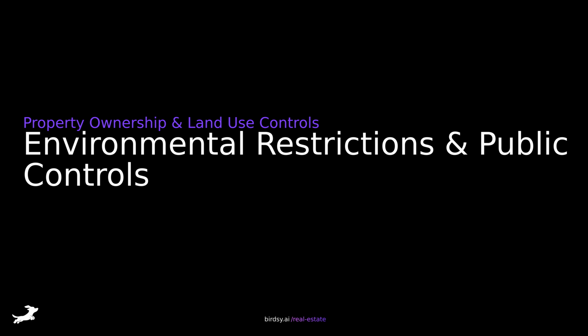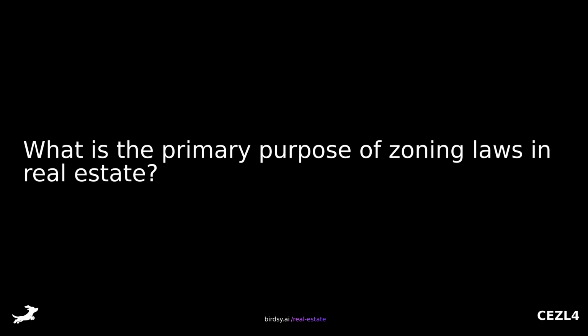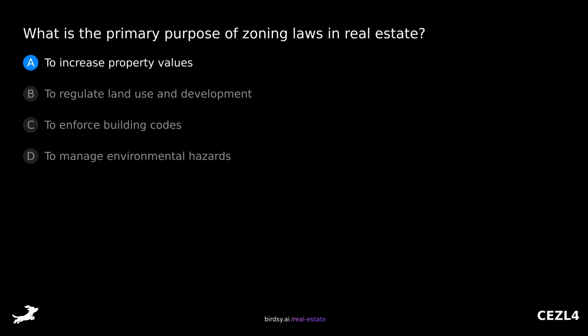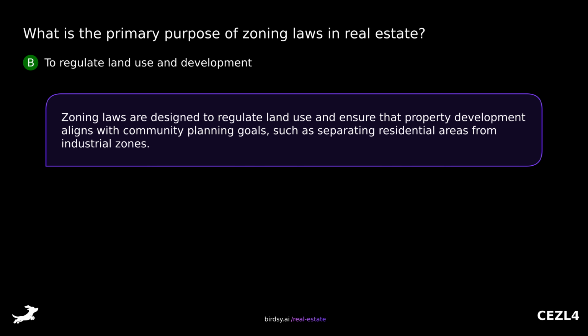Environmental restrictions and public controls. What is the primary purpose of zoning laws in real estate? Is it A, to increase property values, B, to regulate land use and development, C, to enforce building codes, or D, to manage environmental hazards? The answer is B, to regulate land use and development. Zoning laws are designed to regulate land use and ensure that property development aligns with community planning goals, such as separating residential areas from industrial zones.